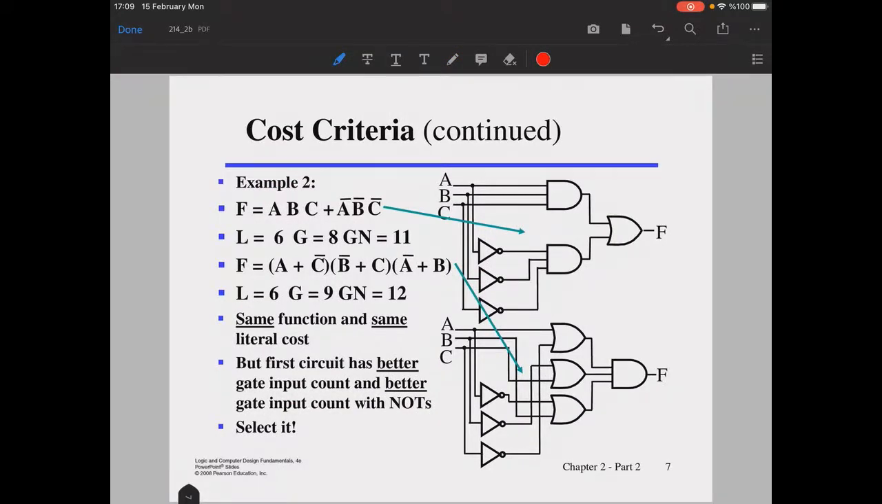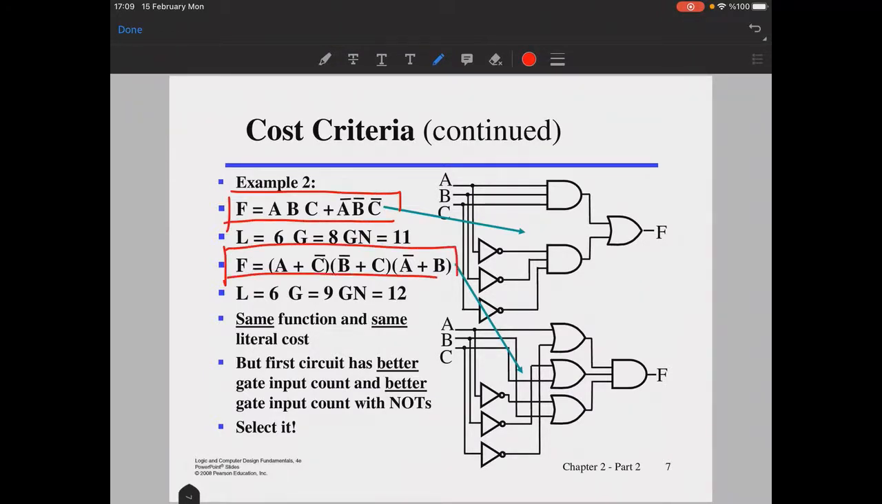Now the solution above and the circuit below are in fact doing exactly the same thing. It means that their truth tables are identical, right? They are doing exactly the same thing but have different implementations here. The first one is the implementation of this Boolean expression, and the second one, the one below, is the implementation of this Boolean expression. You can easily say that the first one is a better solution because it has lower cost.